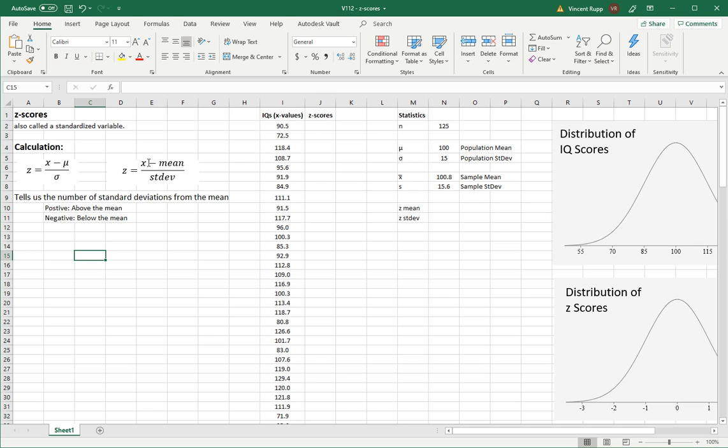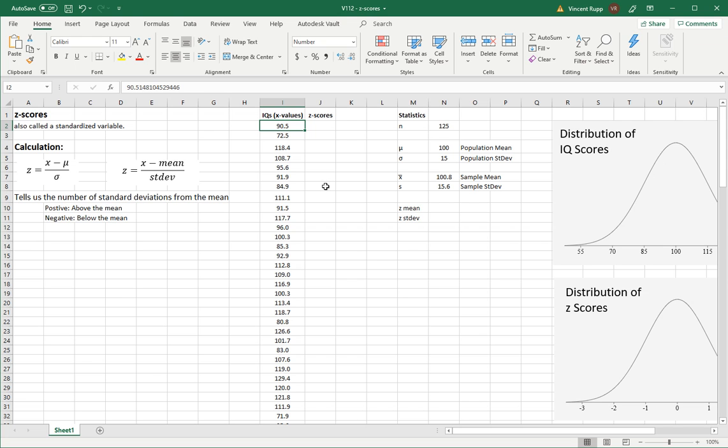Just the z-score is equal to the x value you're given, subtract the mean, whatever that is in the problem, divide by the standard deviation, whatever that is in the problem. Those will just be given by WebWork or homework problems or whatever. So what does a z-score do? Well, it tells us the number of standard deviations that an x value is from the mean. So a positive score is above the mean, a negative score is below the mean. But let's just see how this works.